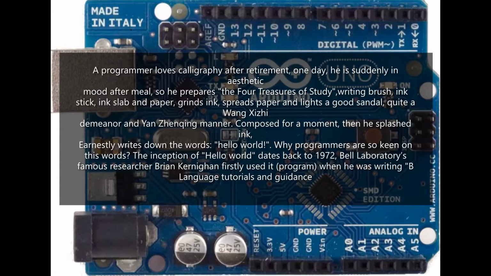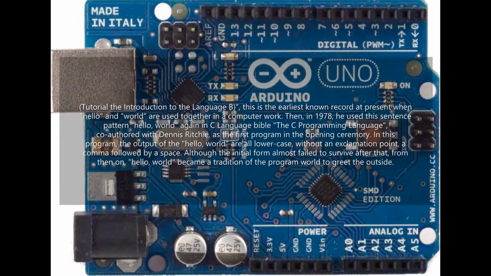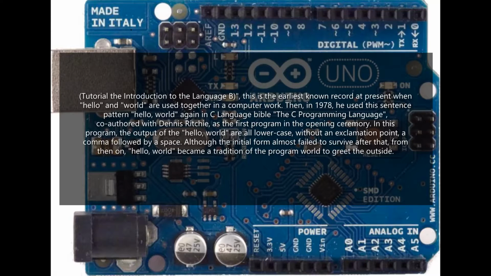Why are programmers so keen on these words? The inception of Hello World dates back to 1972. Bell Laboratories' famous researcher Brian Kernighan first used the program when he was writing B language tutorials and guidance. Tutorial: The Introduction to the Language B. This is the earliest known record at present when hello and world are used together in a computer work.